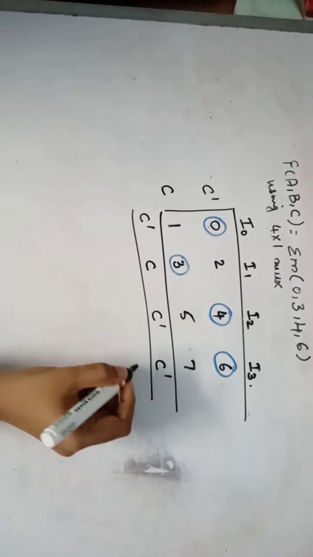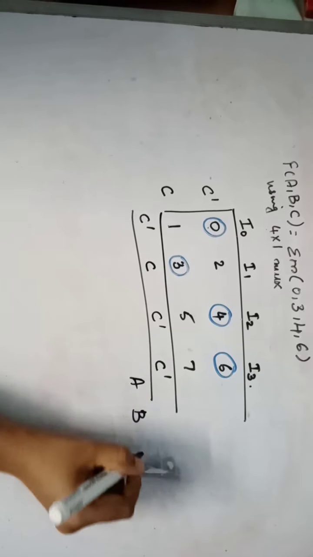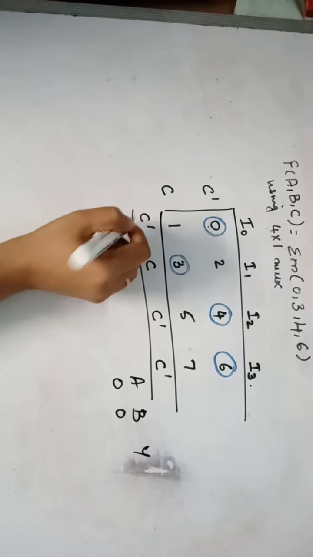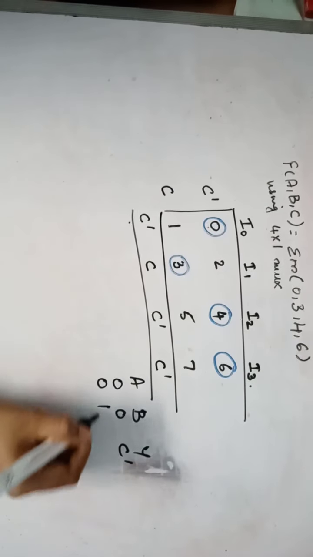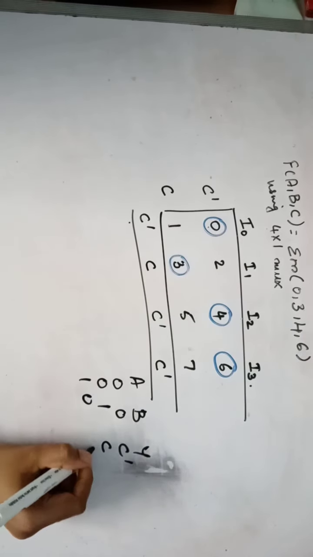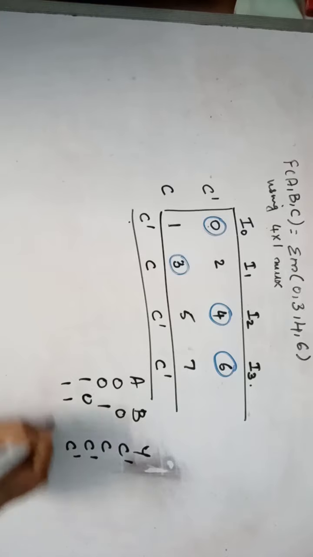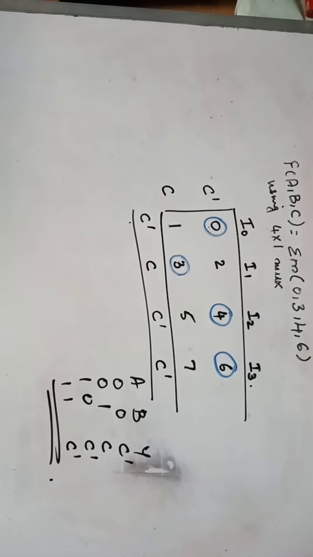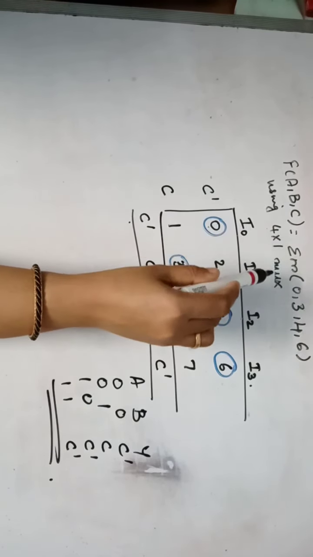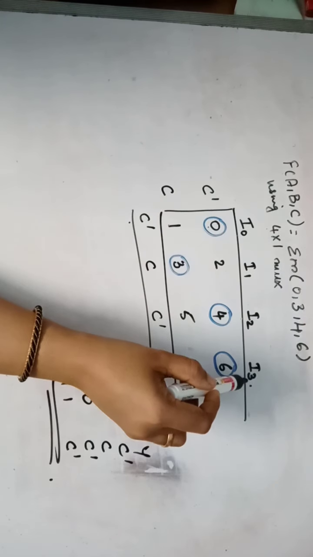So my truth table from this is AB, Y. AB 0, 0 means I0. So that is C bar. 0, 1 means I1, that is C. 1, 0, C bar and 1, 1, C bar. This is the truth table which we got in the earlier case also. But now we got it in 2 steps. It's very easy.